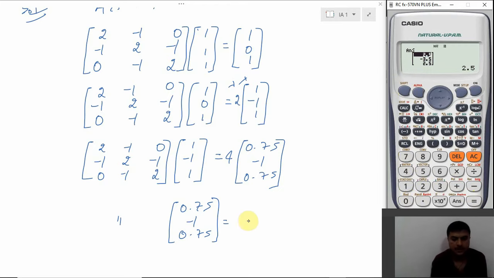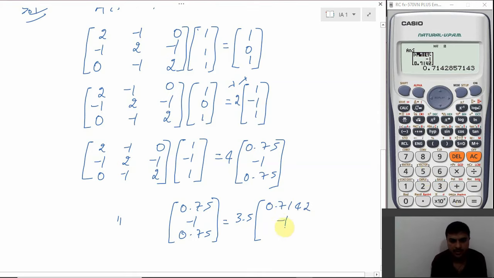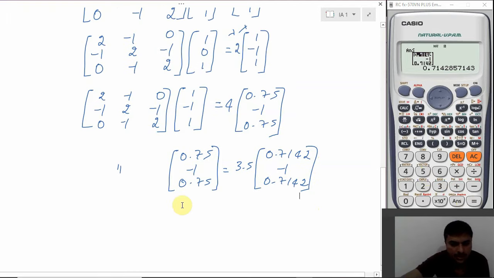very clear that 3.5 is the largest value. So I just take 3.5 outside as the eigenvalue, so I'll just divide this by 3.5. So here I get, yes friends, you can see in the calculator that this is 0.7142, minus 1, 0.7142. So repeat this process, at least I should get these values repeated.